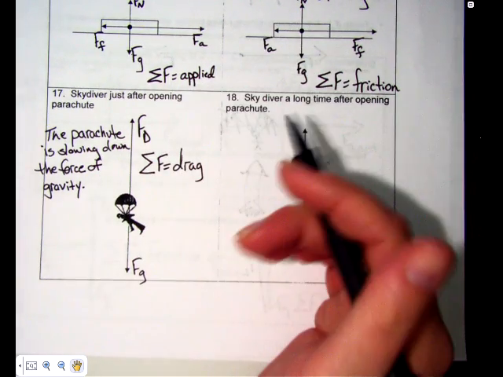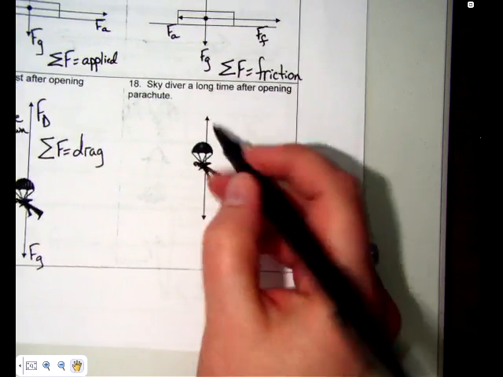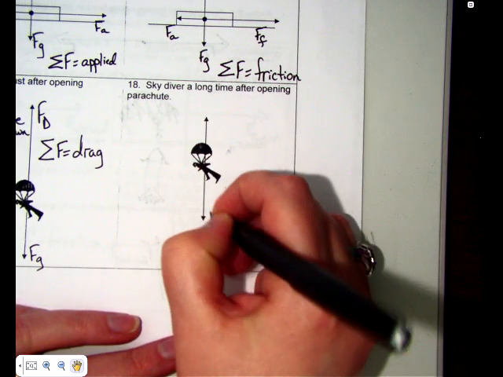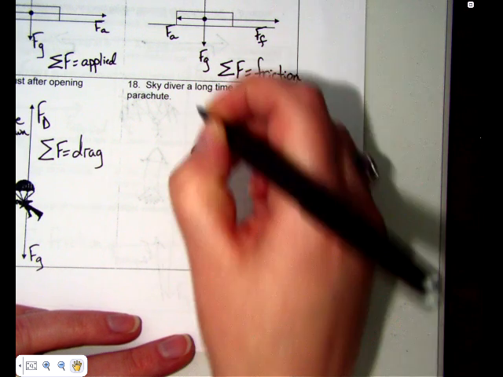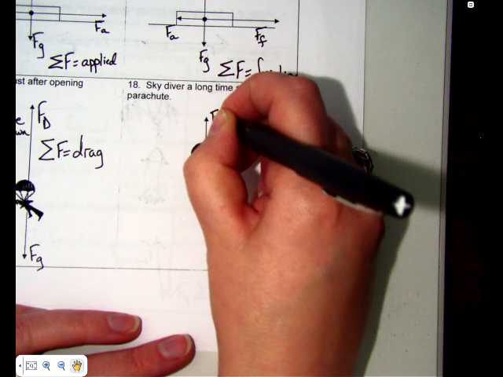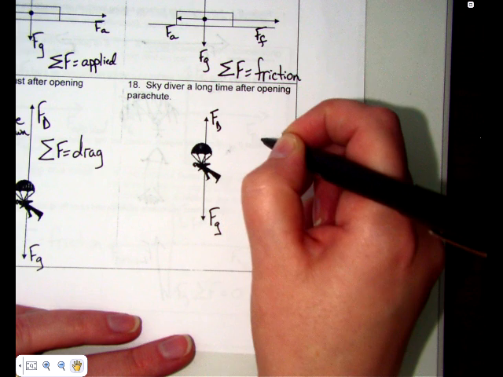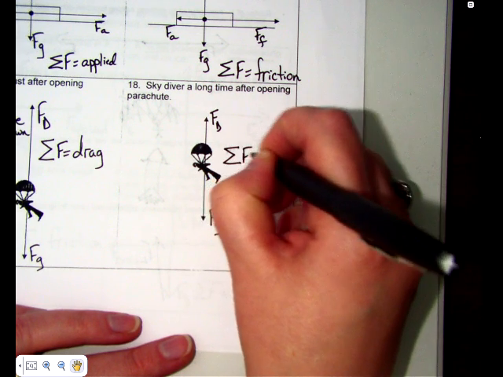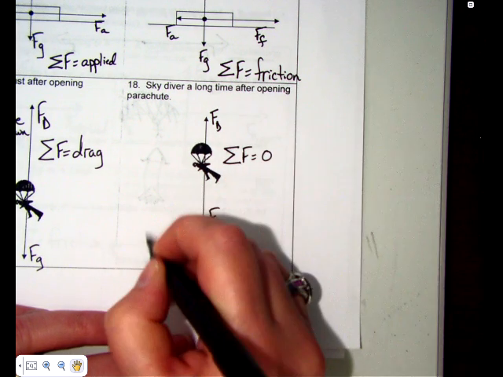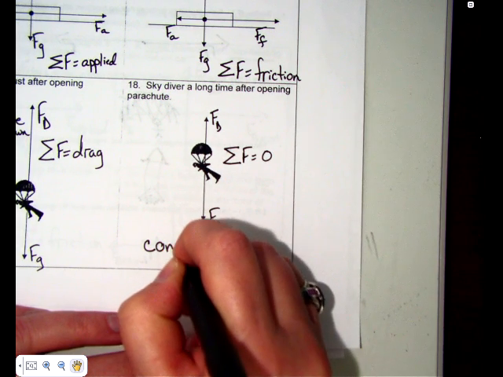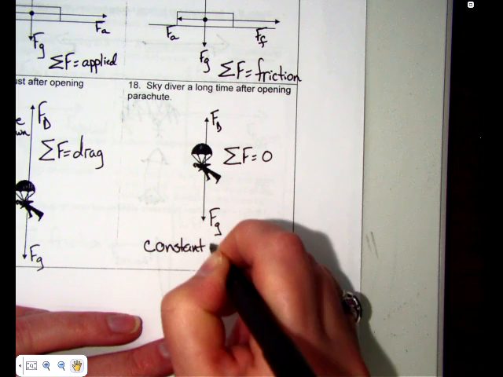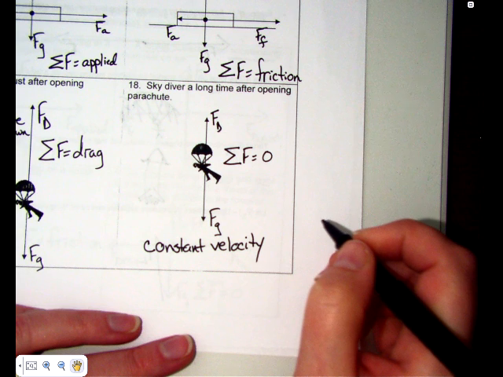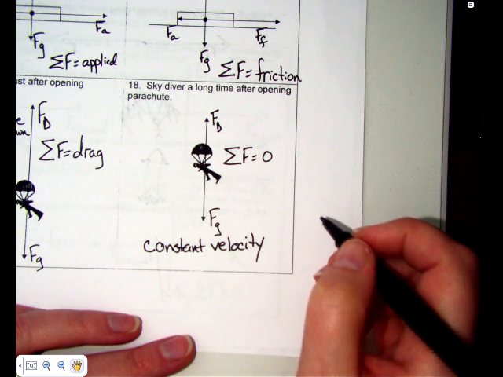him down. Okay, now the skydiver, a long time after opening the parachute, now the force of gravity has balanced out with the drag, and so the net force is 0, and he's coming towards the ground at a constant velocity. Okay?